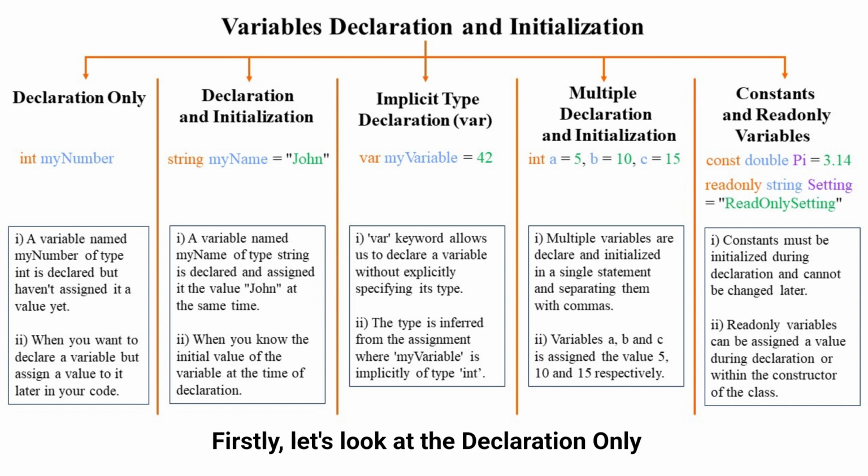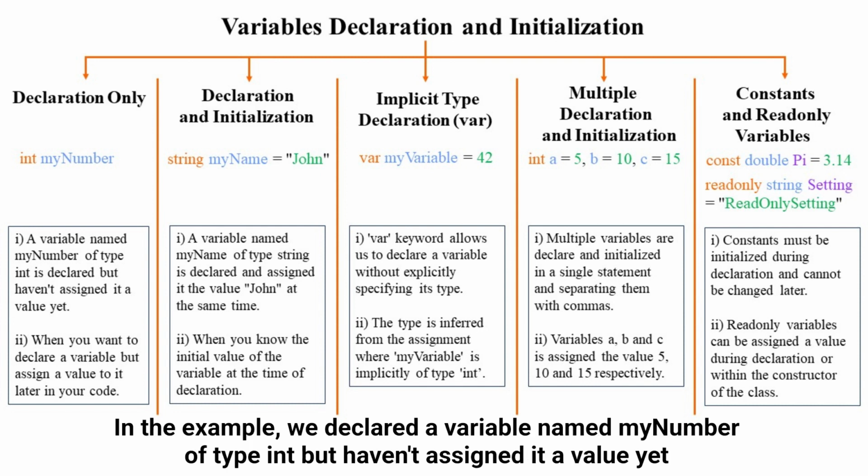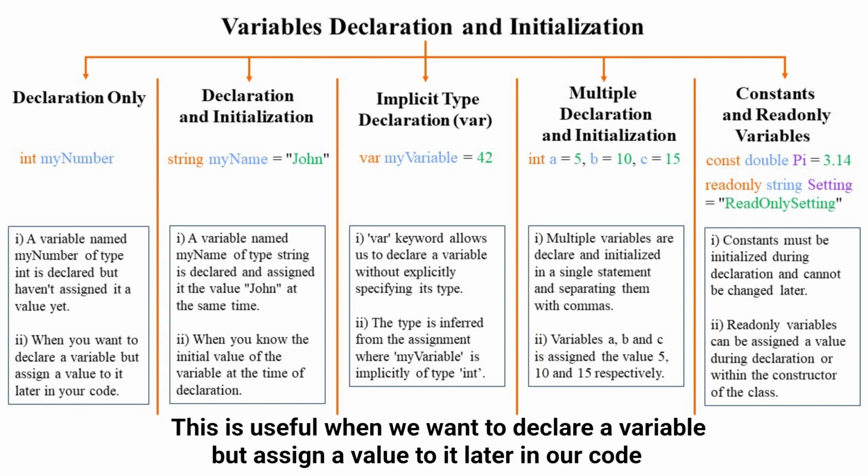Firstly, let's look at the declaration only. In the example, we declared a variable named myNumber of type int but haven't assigned it a value yet. This is useful when we want to declare a variable but assign a value to it later in our code.